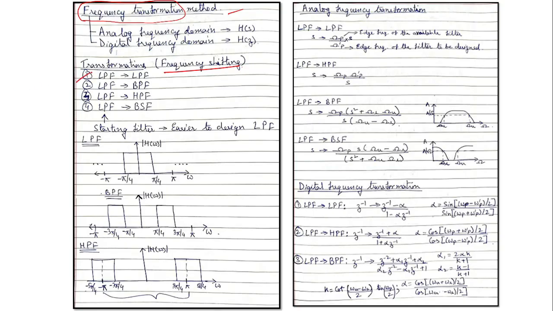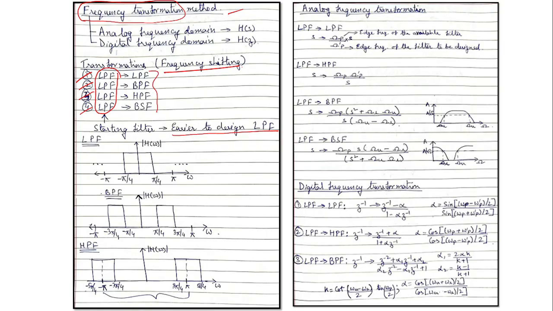First one is the low pass filter to low pass filter, then low pass filter to band pass filter, low pass filter to high pass filter, and lastly low pass filter to band stop filter. In all these cases, the starting filter is nothing but your low pass filter. Why is this so? Because it is easier to design the low pass filter. Once we have designed the low pass filter, then by applying this frequency transformation method, we can design the other types of filters.